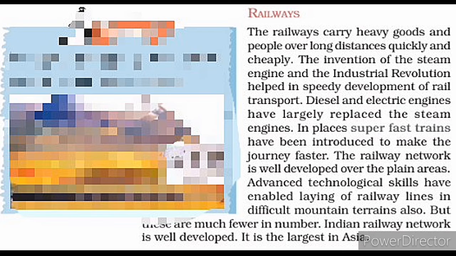Next topic is railways. The railways carry heavy goods and people over long distances quickly and cheaply. The invention of the steam engine and the industrial revolution helped in the speedy development of rail transport. Diesel and electric engines have largely replaced the steam engines. In place of them, super fast trains have been introduced to make the journey faster.